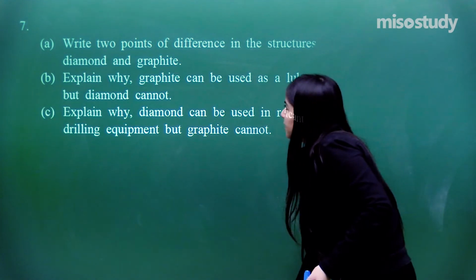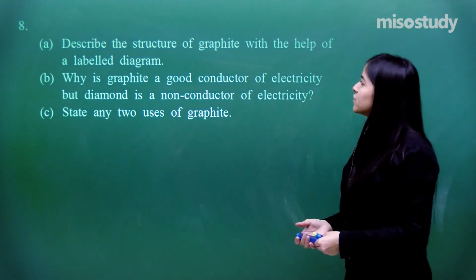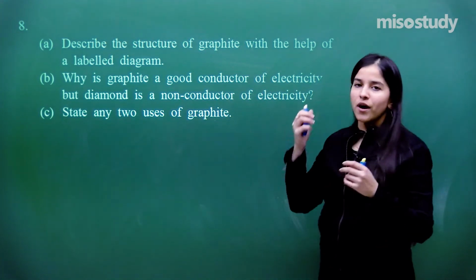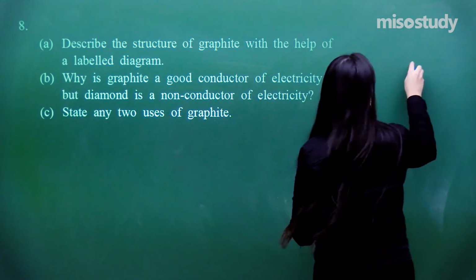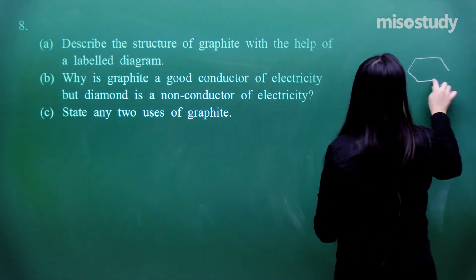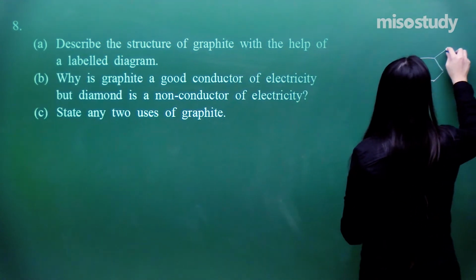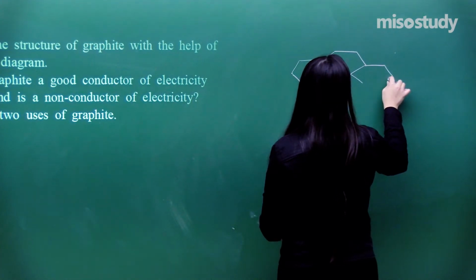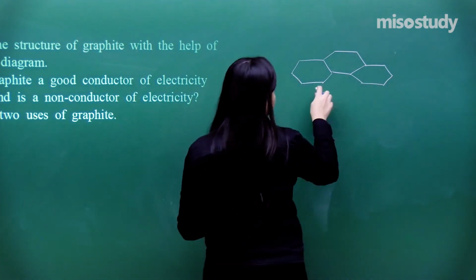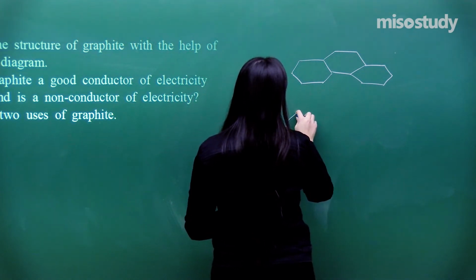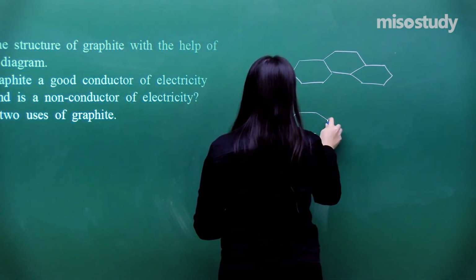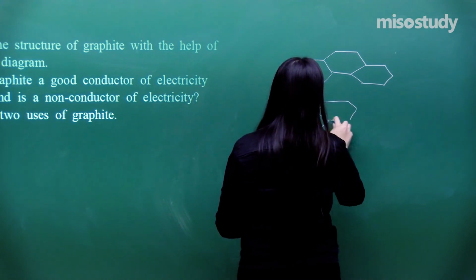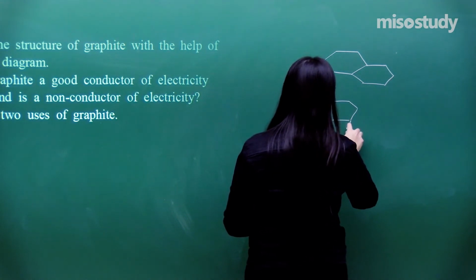Now, question number 8. Describe the structure of the graphite with the help of a labeled diagram. So how can you draw the structure of a graphite? You can just have these hexagonal rings somehow like this. That can be represented as layer 1, and a similar kind of a layer you can draw below it, something like this.